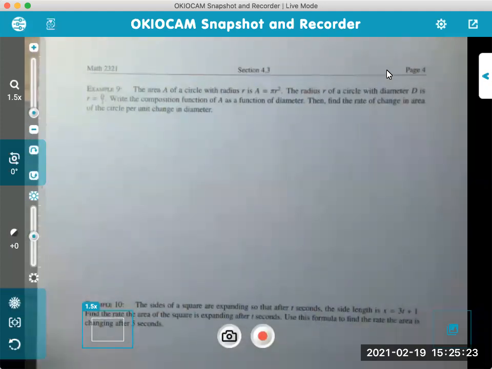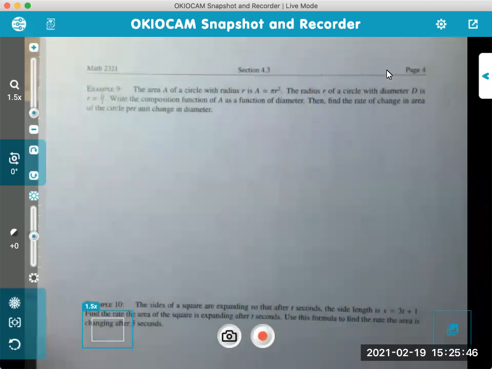The area A of a circle with radius r is A equals pi r squared. The radius r of a circle with diameter d is r equals d over 2. Write the composition of function of A as a function of diameter. Then find the rate of change in area of the circle per unit change in diameter.